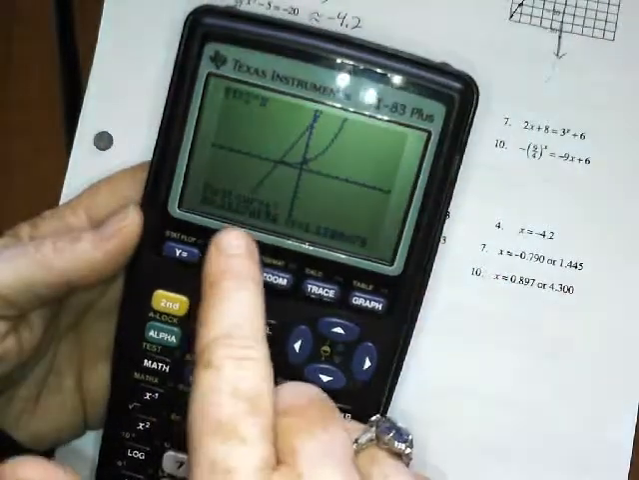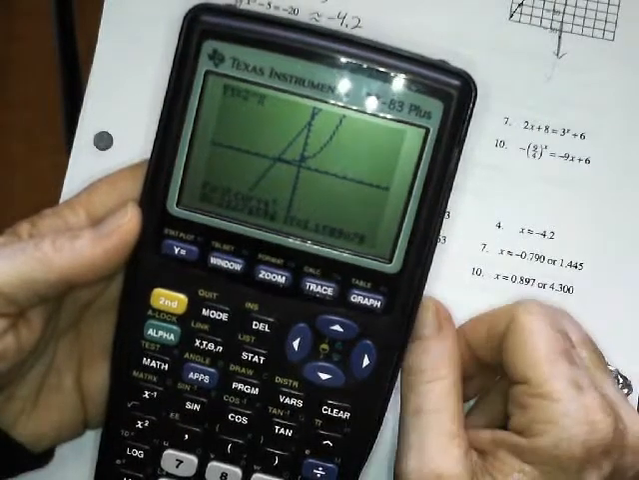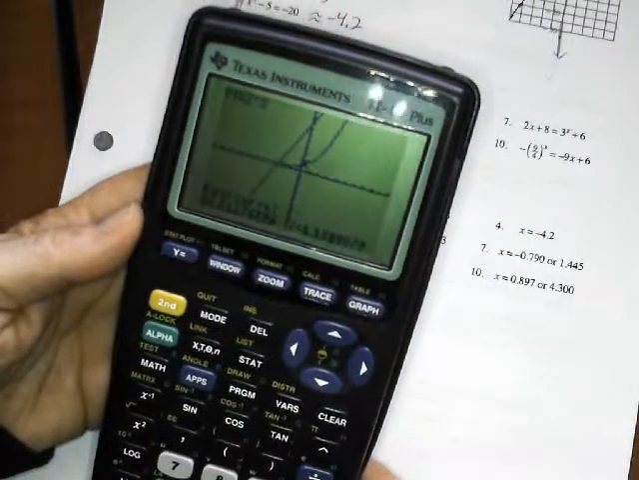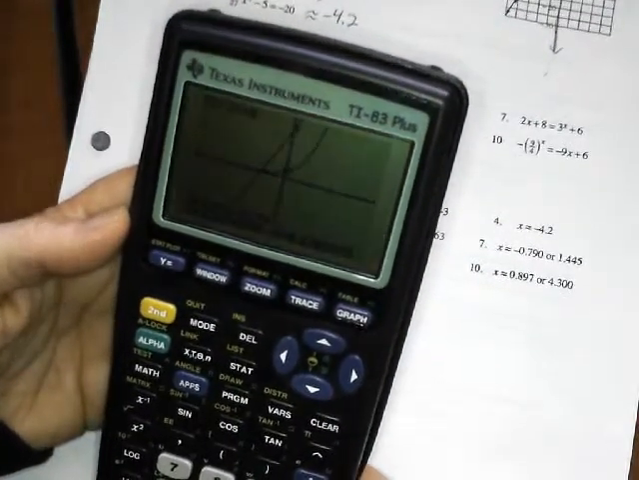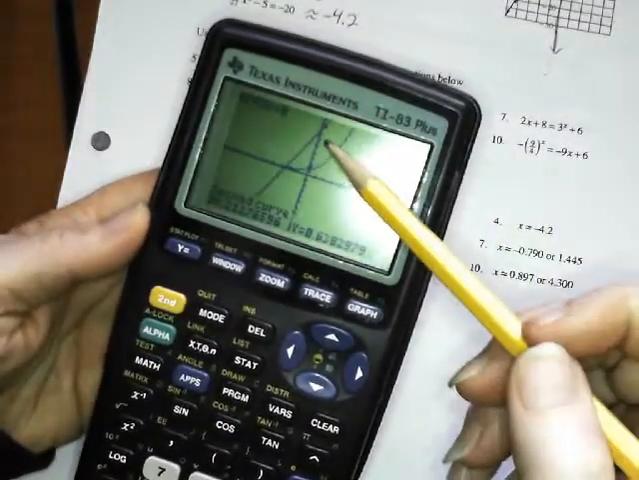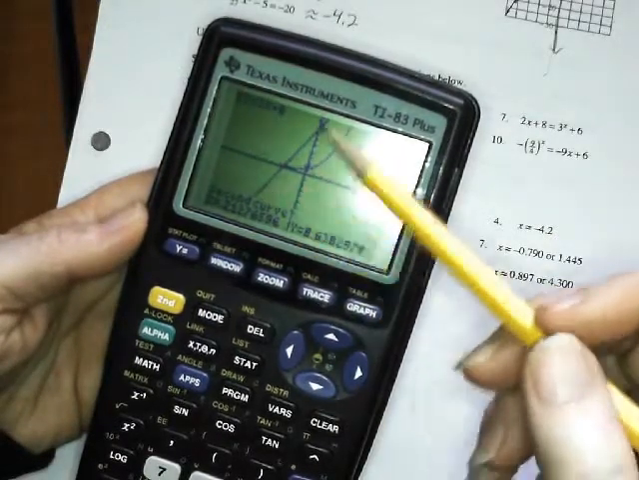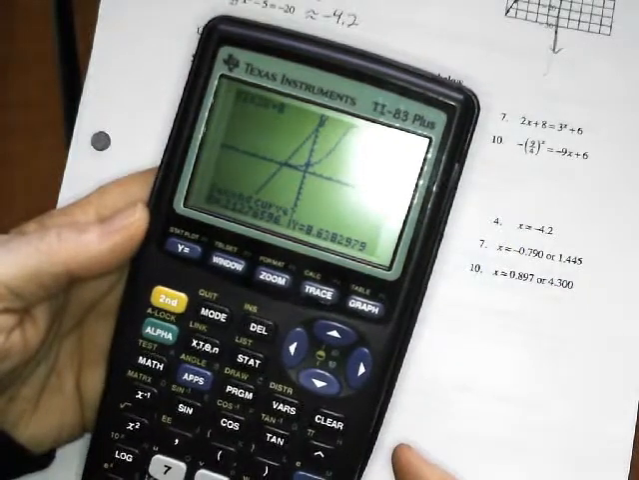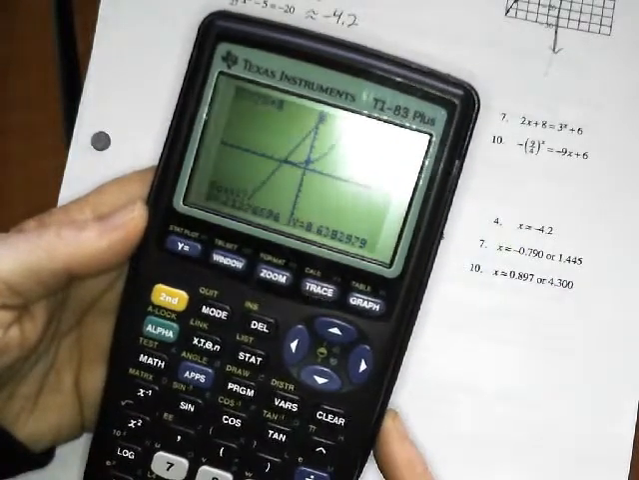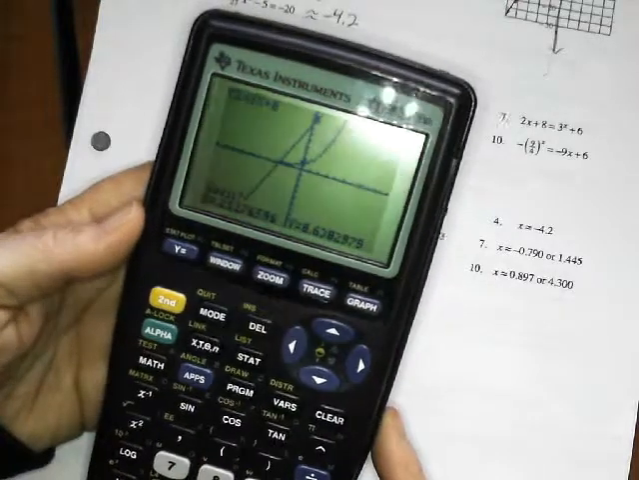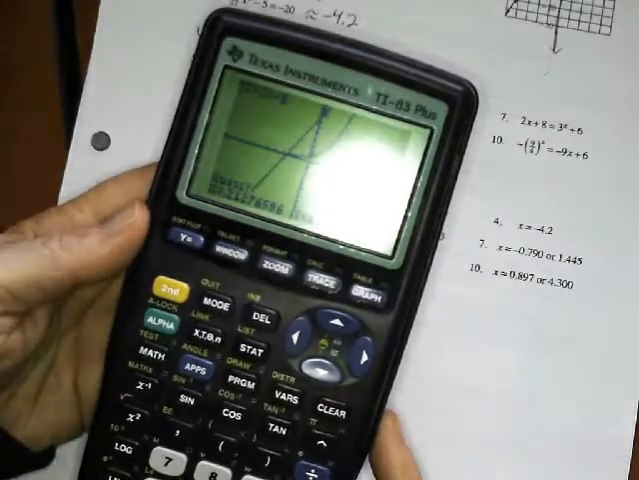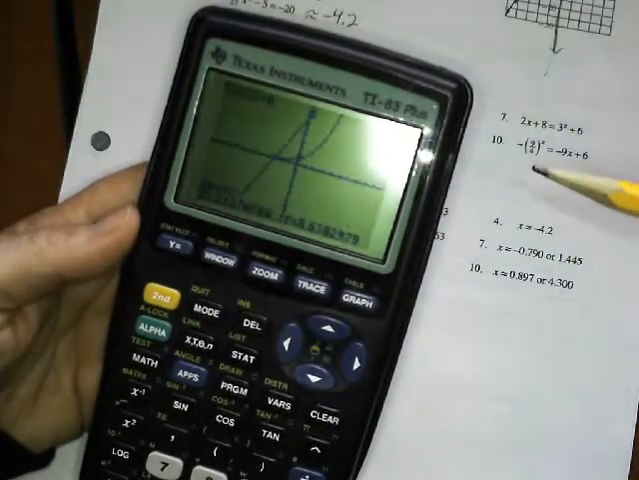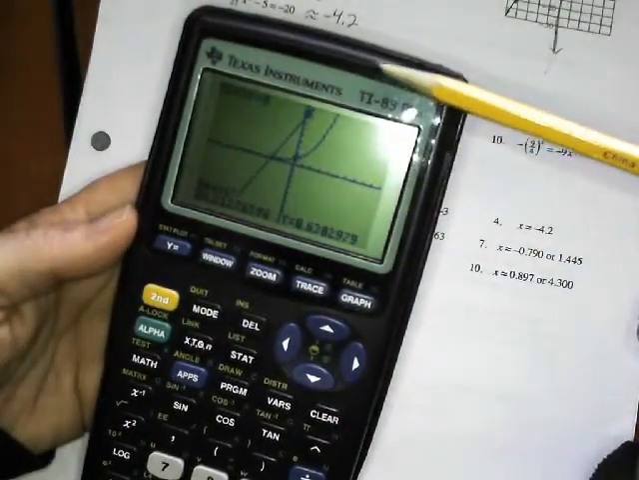So it's asking me a question. It's saying first curve, and it's on the exponential. So I'm just going to say enter. And then notice how it jumped to my other curve. Well, my line, second curve, it's just asking me, so I'm just going to say yes. And then it's saying guess. So the reason it's saying guess is because sometimes there'll be more than one intersection. In this case, I suspect there's another intersection up here.